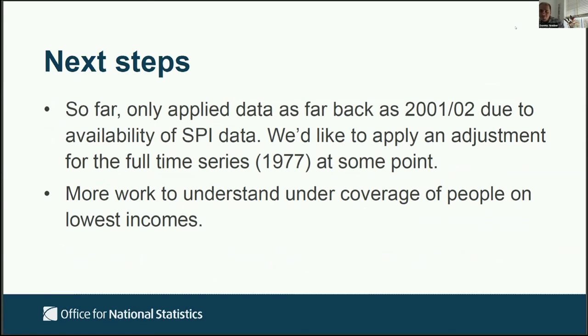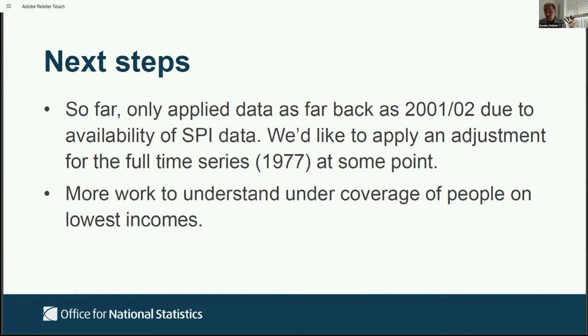We're aware that there are methods others have explored for making this adjustment all the way back to our full-time series back to 1977, and we'd like to explore doing that at some point in the future. And then, perhaps more importantly, this obviously focuses on the incomes at the very top of the distribution. There's good evidence, DWP and Resolution Foundation are showing, that there's survey undercoverage going on at the lower end of the income distribution, particularly people who are reliant on cash benefits.